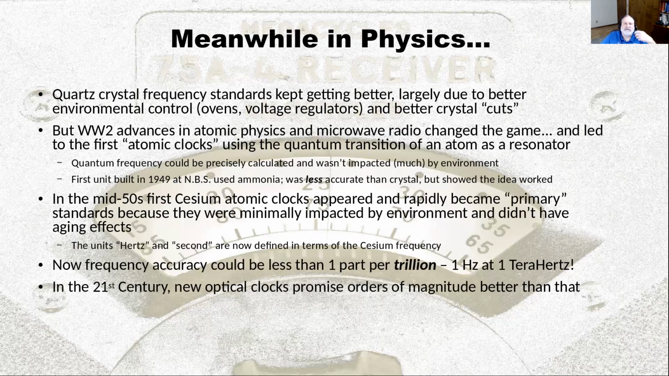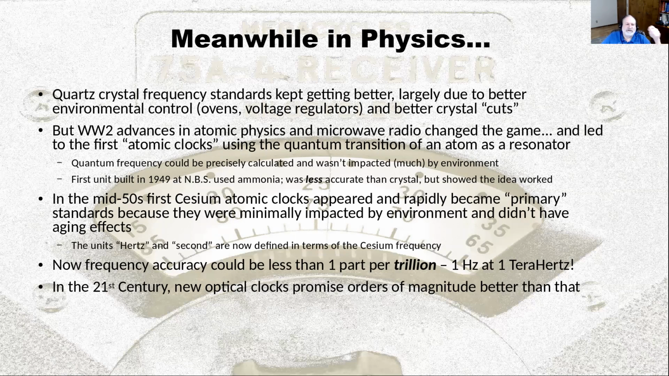Now, in physics, things really changed between the 30s and the 70s. World War II was the main driver of that. Quartz crystals got much better. The oscillators were better because we had ovens and voltage regulators that were better. They learned about new ways to cut the crystal to get better performance.